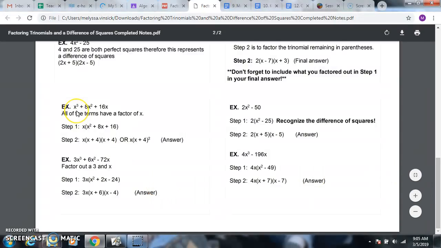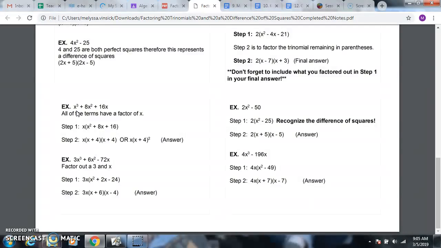If I look at this example, I have x to the 3rd power plus 8x squared plus 16x. In this case, I don't have a constant out front of my leading term, so my GCF is not going to be a constant. But if you do look, every one of these terms has an x that's common to them. So my GCF here is just going to be a variable, and that's okay. I can pull out one single x out of all of these at the same time. So I just have an x to the 1st power as my GCF.